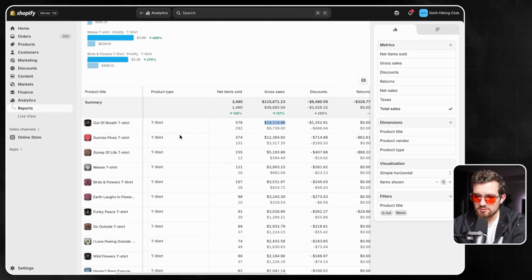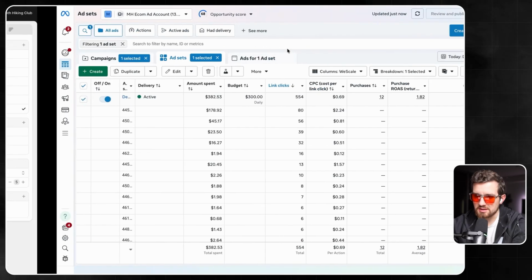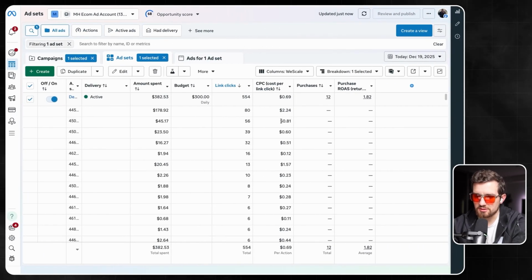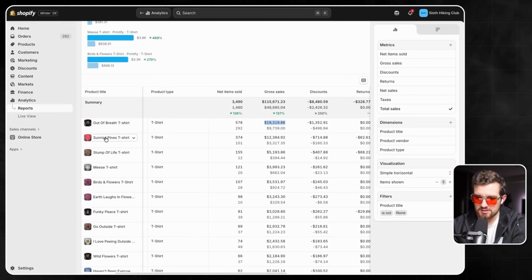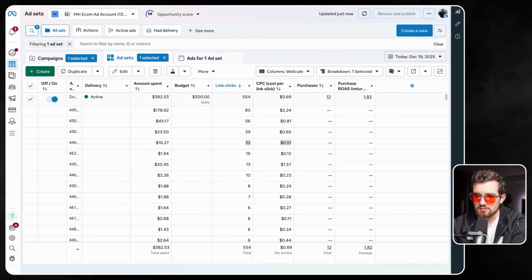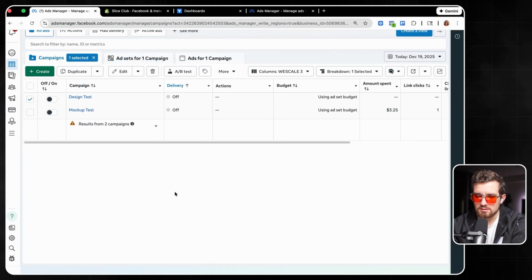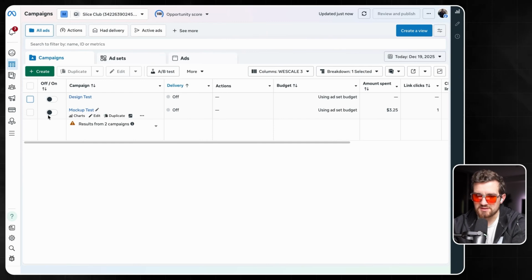So, say we're combining the 2 examples, if this was Slice, we would find, okay, what design is this? What design is this? What design is that? And then I would grab this one, and this one. So that's how we would look at the cost per link click data and the sales data from Shopify. And then we create the ads. So at this point, your design test should be running all the time.